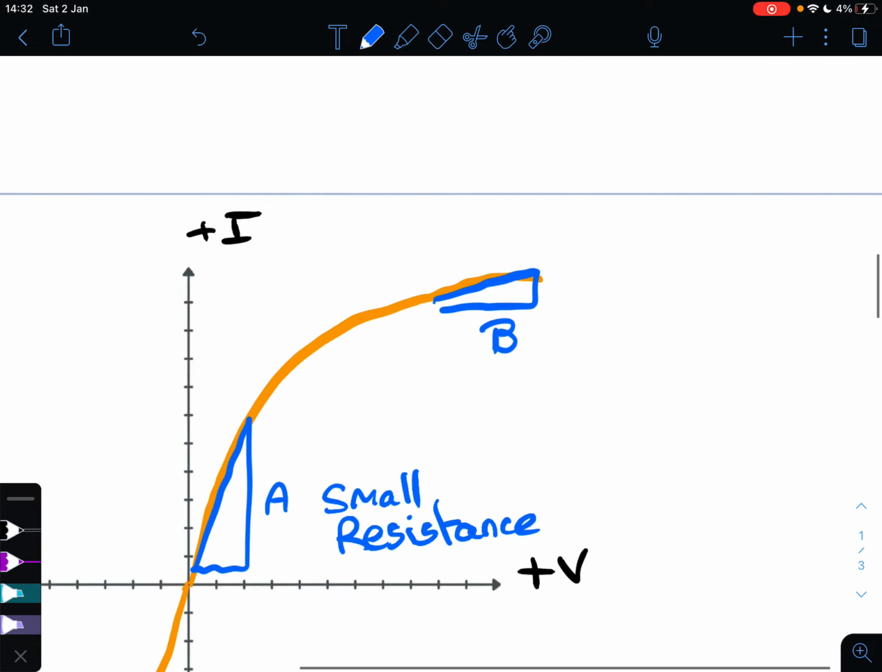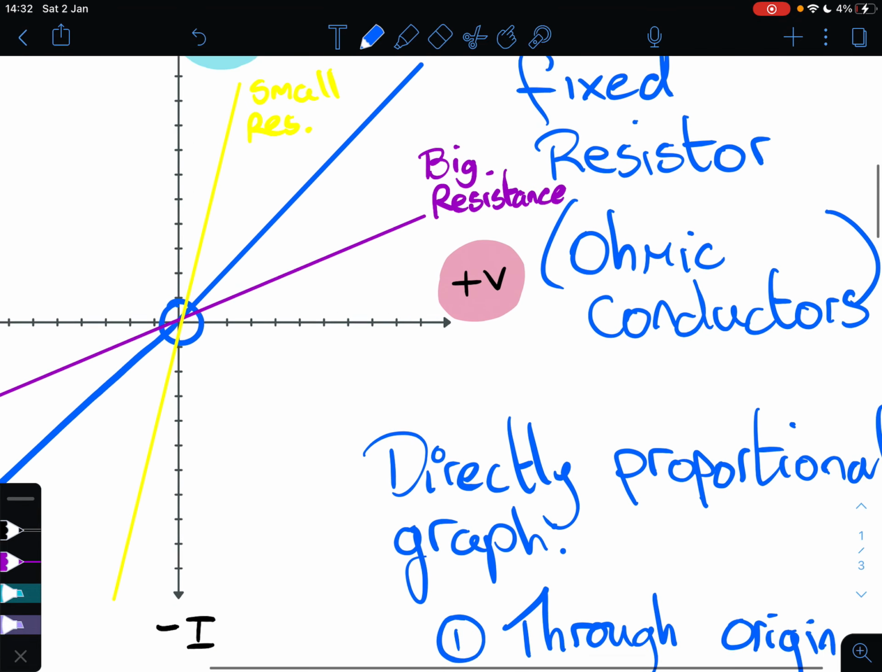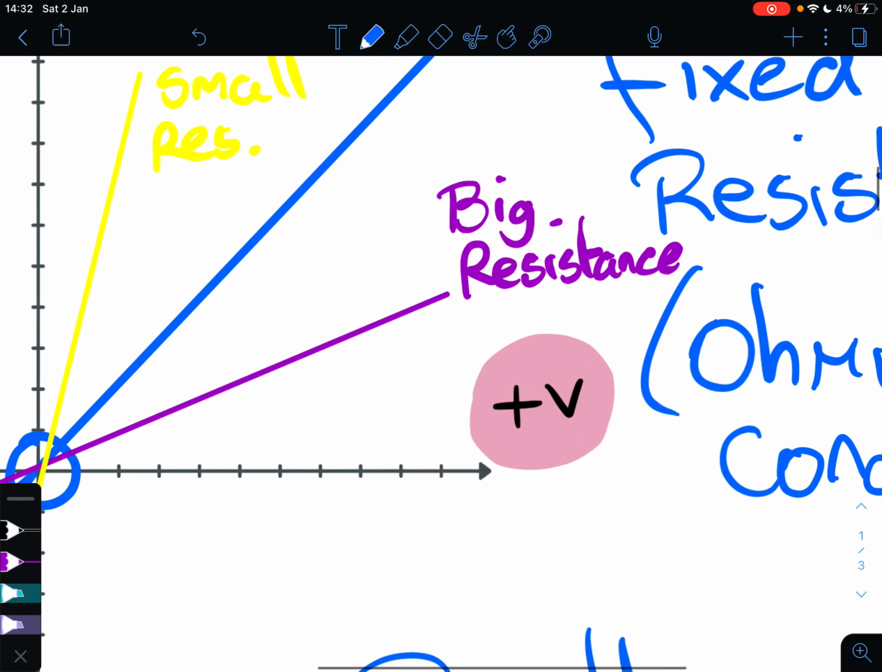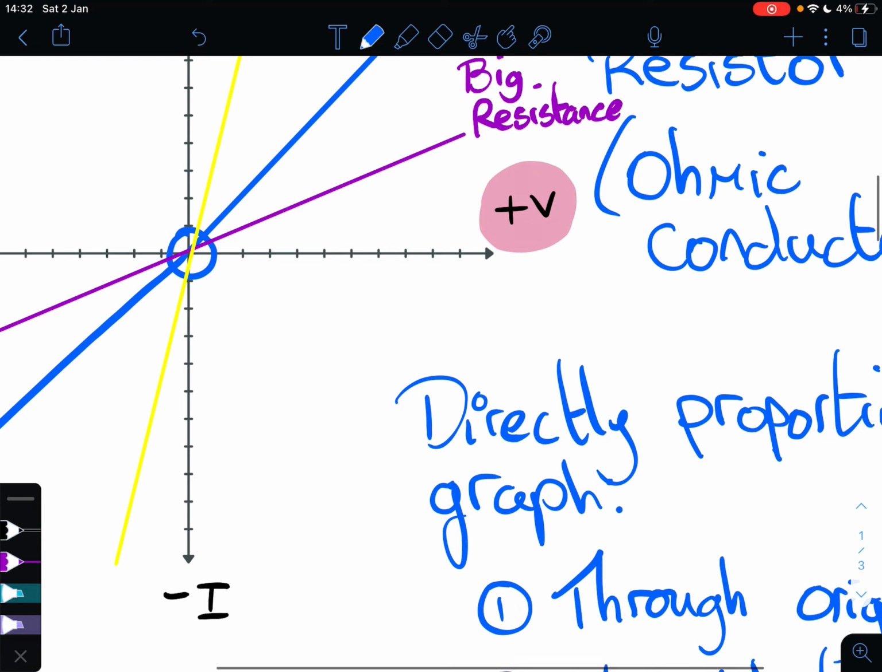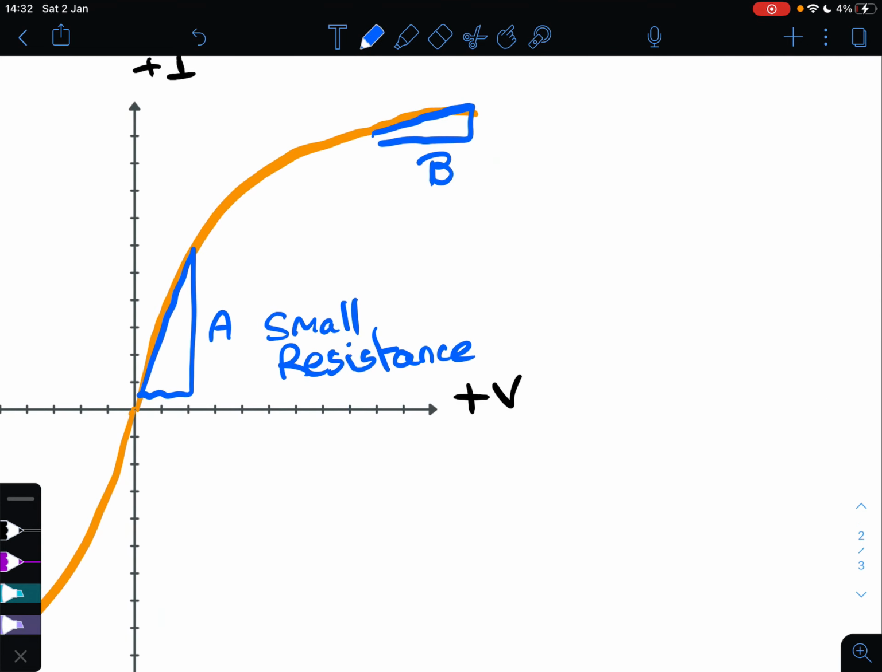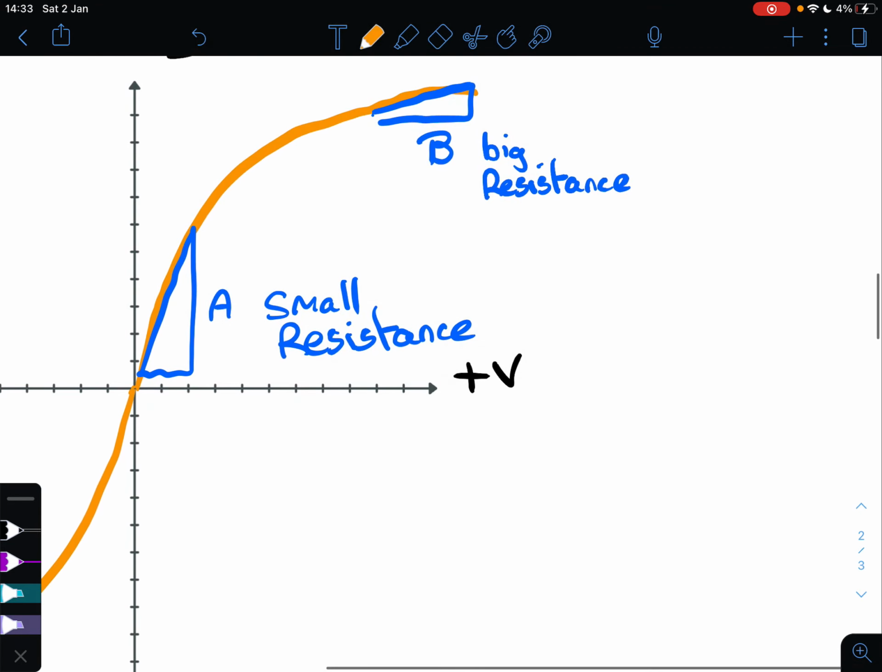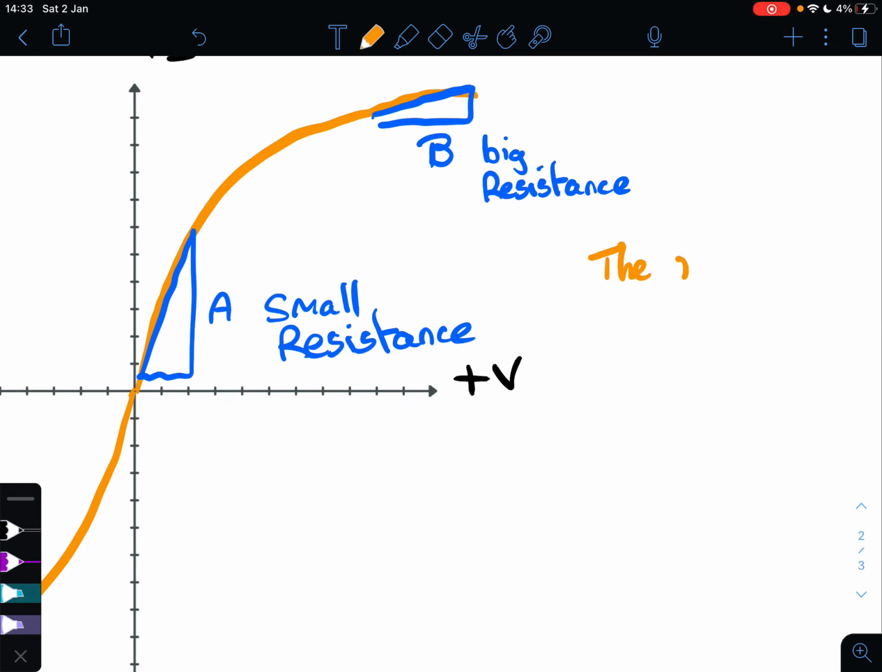Okay, what about B? The gradient is very small, so we look over to B. The gradient is very small, means we have a big resistance. So here we have a component whose resistance is changing. B for big, big resistance. So we can now write, I'll use orange for light bulb, we can now write the resistance increases with voltage.